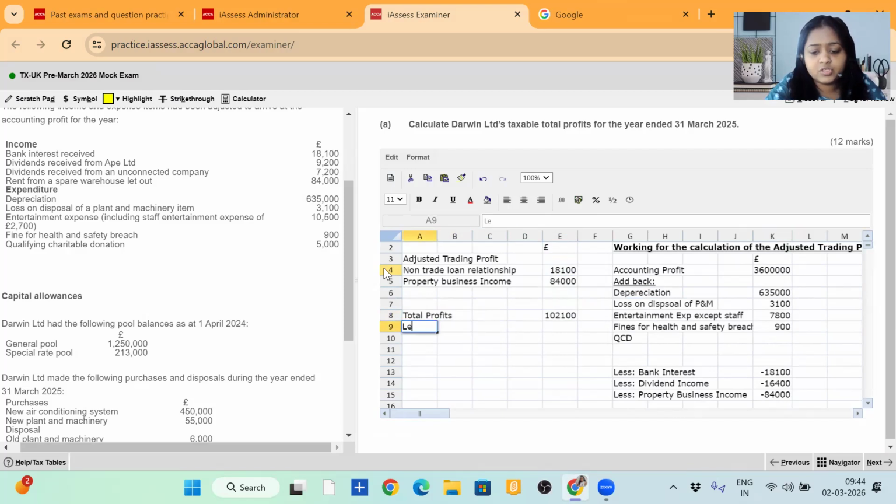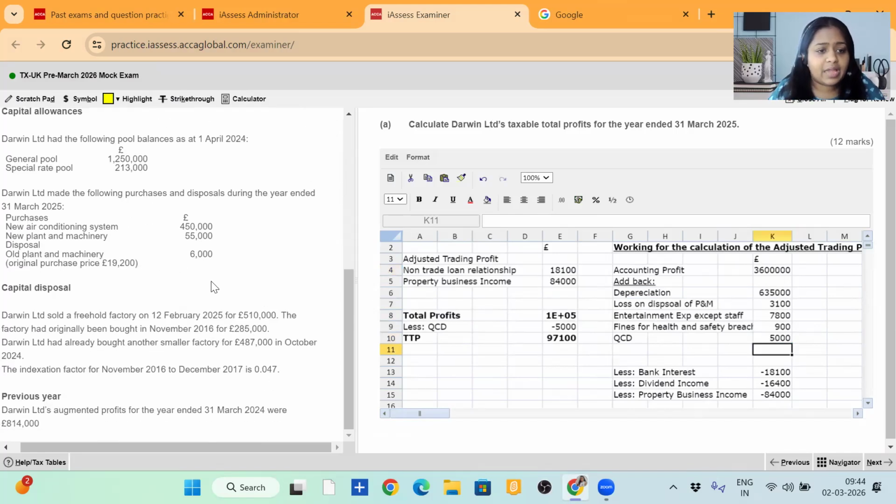Okay, now I will reduce from here QCD, which is 5,000. So I will get my TTP. My structure is fully prepared. Okay, now here I will add back QCD because it is not to be allowed here, 5,000. Okay, next. Now you have capital allowances.